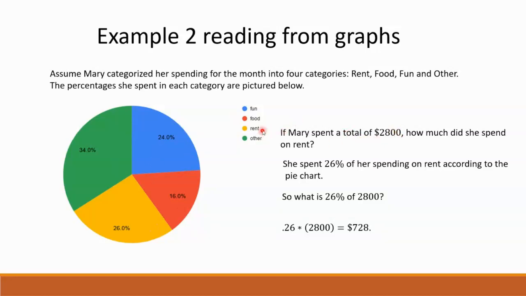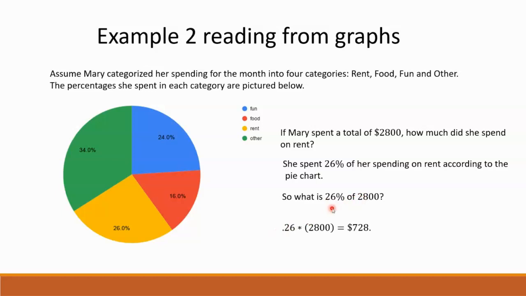Well, from the pie chart, we can see that rent is yellow, the yellow slice. Well, I don't know if that's really yellow. I guess like a very dark yellow. But anyway, rent corresponds to this slice, as you can see, which is 26%. So basically what this is telling us is that 26% of her month's spending was on rent. And she spent $2,800, right? So 26% of that is rent. So really what we're asking is, what is 26% of 2,800?